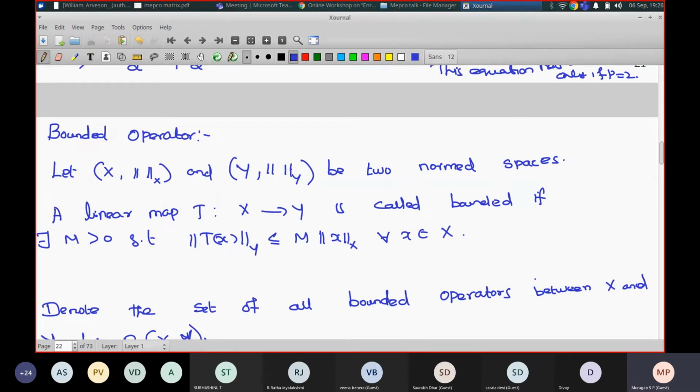It is a structure preserving map. Here we want to study boundedness, we also study. Dr. Chandrasekhar introduced the bounded operator. Maybe I will introduce it here.